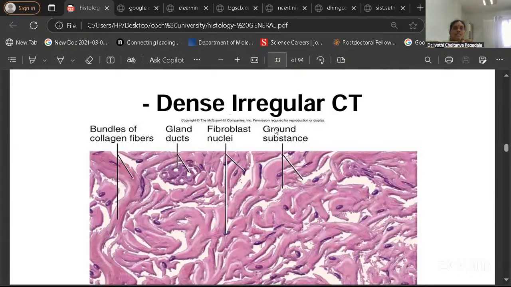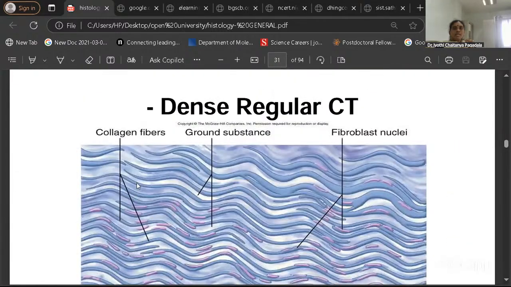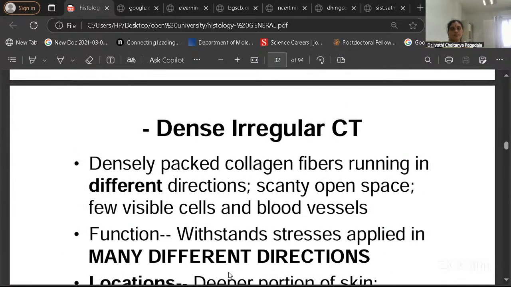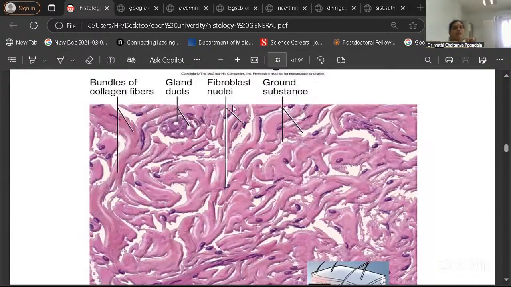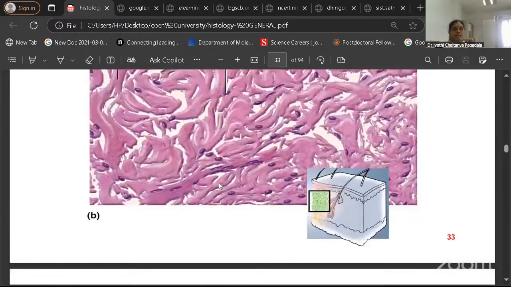When coming to the dense irregular connective tissue, you can differentiate simply by seeing these two pictures. A dense regular connective tissue with collagen fibers, and the arrangement you can see here, ground substance and fibroblast nucleus. And here the irregular arrangement of ground substance you can see, and also the bundle of collagen fibers you can see in an irregular manner with fibroblast nuclei and gland duct.